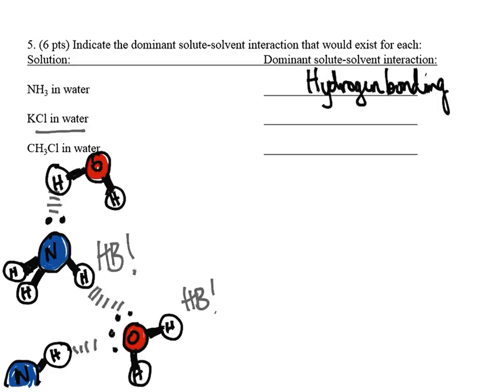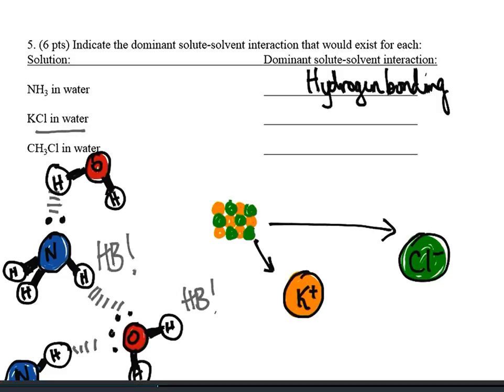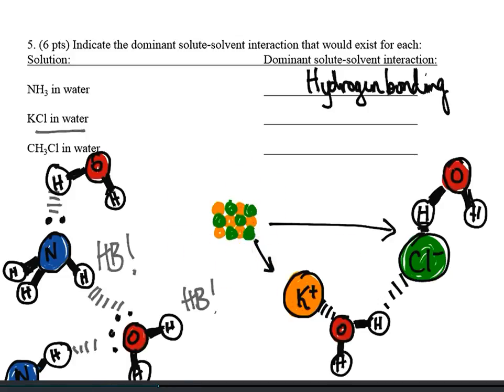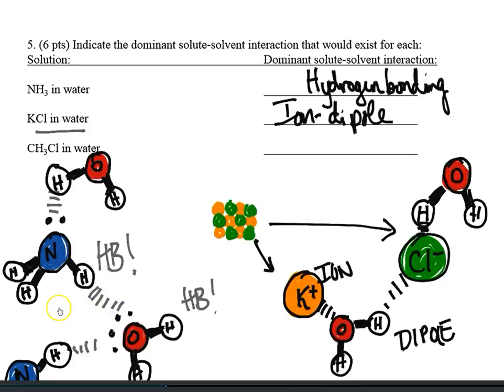Potassium chloride in water. So potassium chloride, remember, dissociates. This is the ion-ion interactions that would exist in the crystal lattice. But then those are going to separate when water is added, and then you're going to form ion-dipole interactions. The ion is either potassium or chloride, and the dipole is the water molecule. So ion-dipole is what we're going to write for potassium chloride in water.